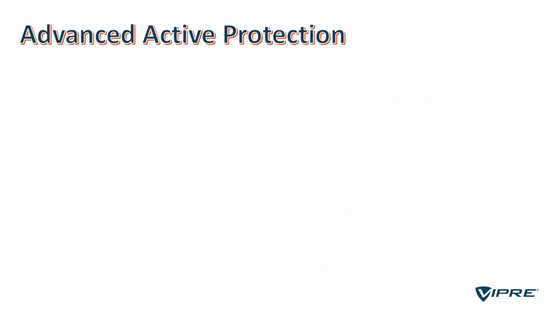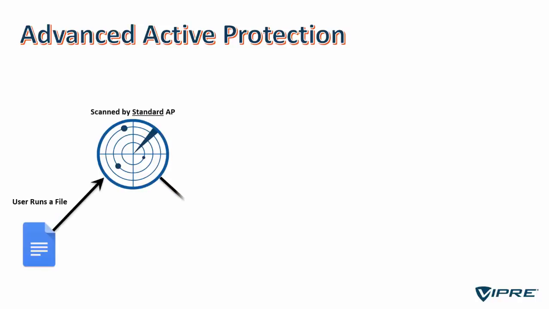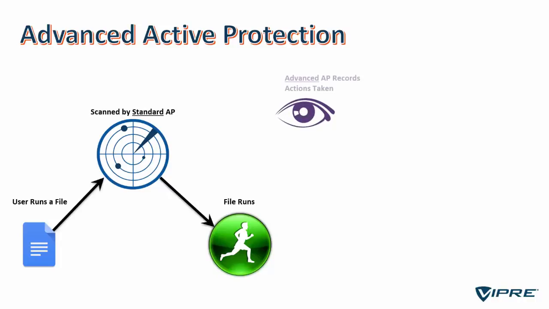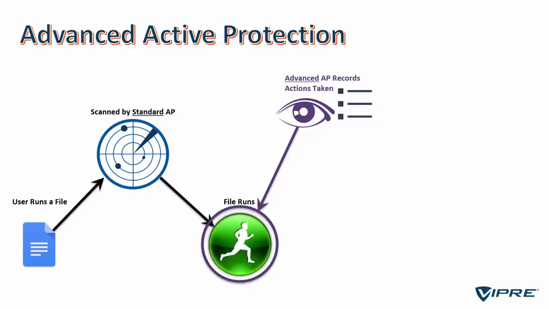I've set up a quick animation to help visualize the process. As we've covered, when a file is run on a system, it's scanned by VIPRE's standard active protection, as we're used to. The advanced side of active protection comes into play once the file actually executes, monitoring all of the actions the process takes. Should these actions become malicious, VIPRE will respond with a few actions of its own.